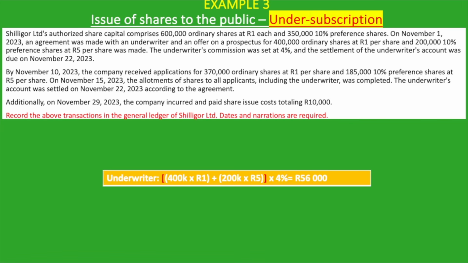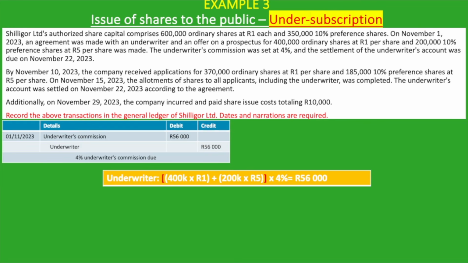Okay, so now that we know that it's 56,000 Rand, what is our debit and what is our credit? Well, we are told here that underwriter's commission was set at 4%. So we're going to debit the expense because we owe the underwriter on that day. So we're going to debit underwriter's commission, that is an expense account, and then we're going to credit the liability, that is the underwriter. So our date is the 1st of November 2023, the debit is underwriter's commission, and our credit is underwriter. The amount, of course, we've just calculated, 56,000 Rand, and the narration there is 4% underwriter's commission due. We put that due because we are creating this liability that we are going to pay later on.